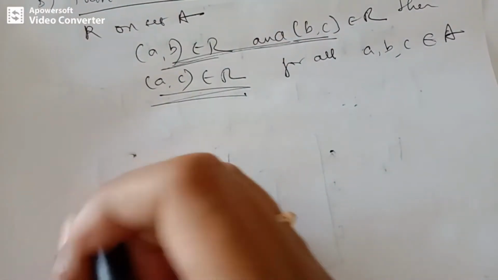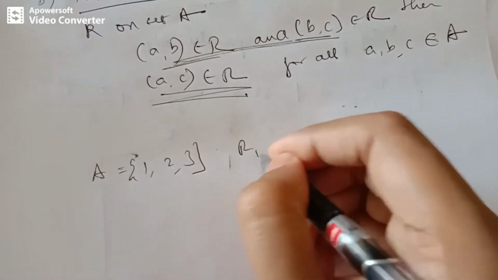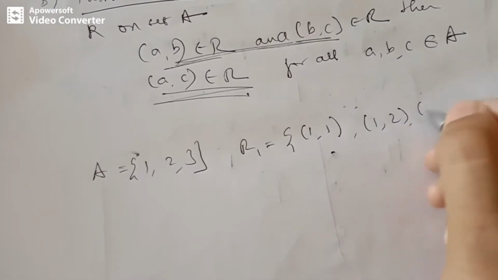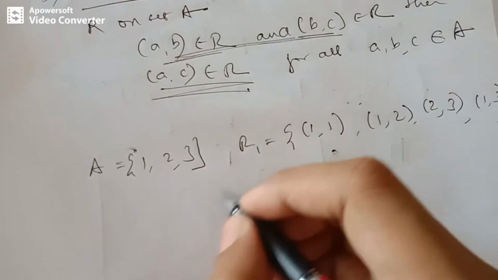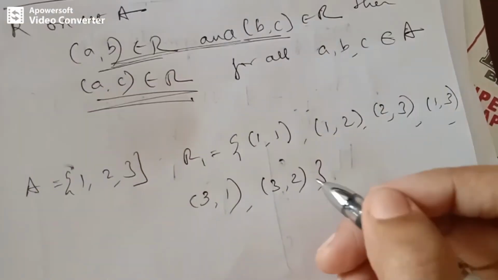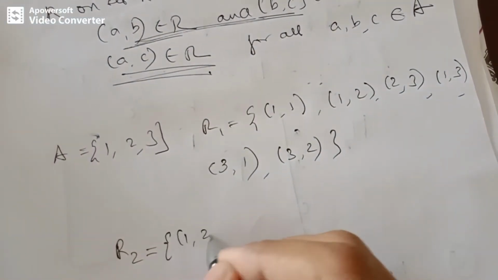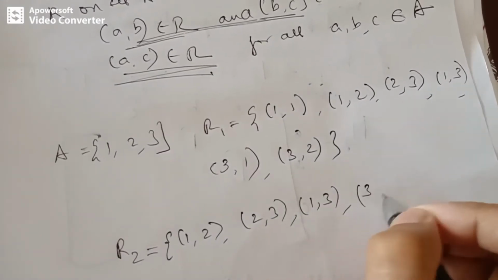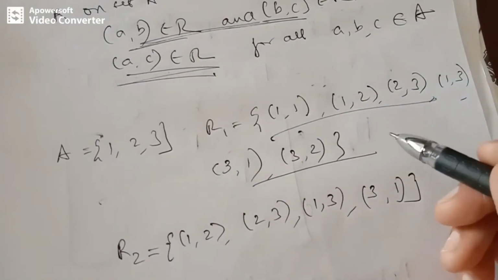So let me give an example. Consider the set {1, 2, 3}. I have the relation R1 which consists of these pairs: (1, 1), (1, 2), (2, 3), (1, 3), (3, 1) and then (3, 2). Let's say this is the relation R1. I take another relation R2 which consists of these pairs: (1, 2), (2, 3), (1, 3) and (3, 1) on set A. So let's decide whether this is transitive or not.